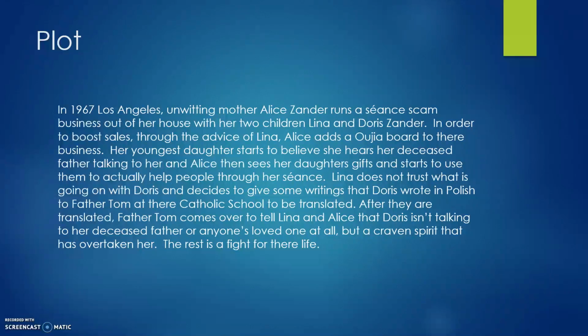Lena does not trust what is going on with Doris and decides to give some writings that Doris wrote in Polish to Father Tom at their Catholic school to be translated. After they are translated, Father Tom comes over to tell Lena and Alice that Doris isn't talking to her deceased father or anyone's loved one at all, but a craven spirit that has overtaken her. The rest is a fight for their life.